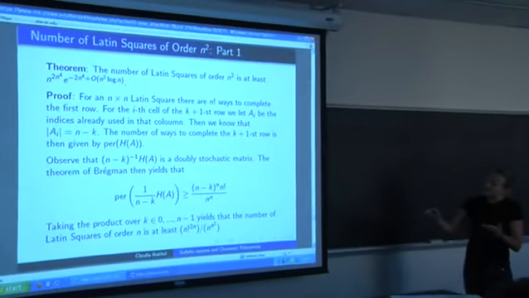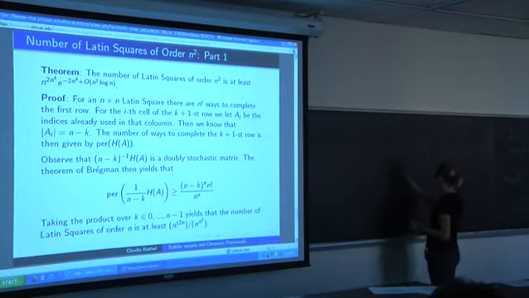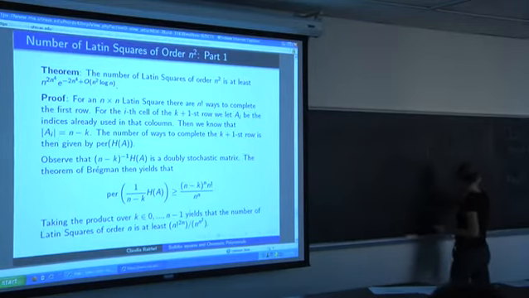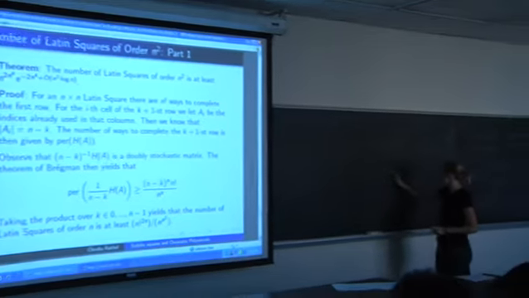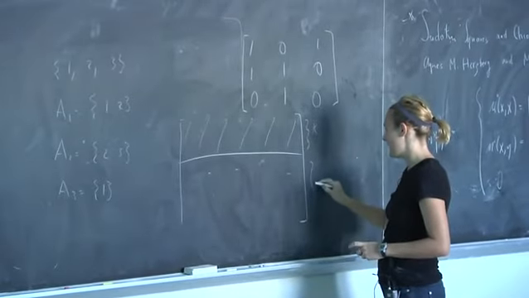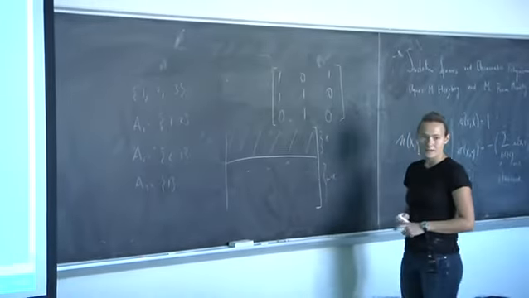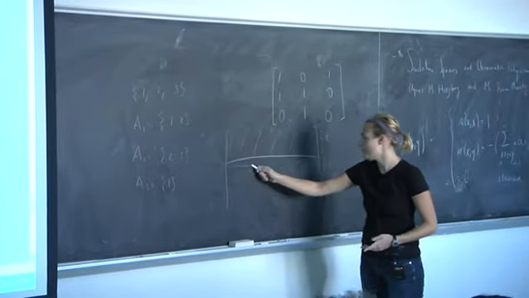Okay, so then let's think about it. If I give you a Latin square and I've filled out the first k rows, and you want to fill out the (k+1)th row. So here's my Latin square, and I've filled out the first k rows. So you have n minus k rows left to fill out. And we want to figure out the number of ways to fill out the (k+1)th row.